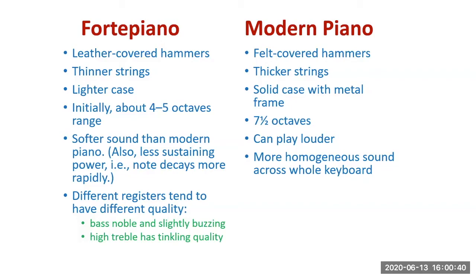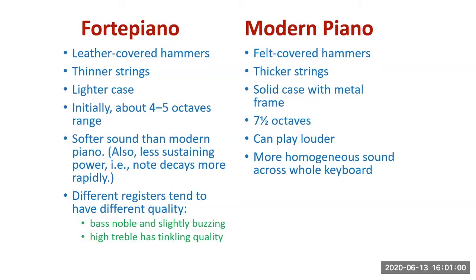These differences in construction result in the forte piano having a softer tone than its modern counterpart, with less sustaining power. By that, I mean that when you hit a note, it will ring on for longer on a modern piano. This means that the forte piano has more of a bell-like percussiveness to it.